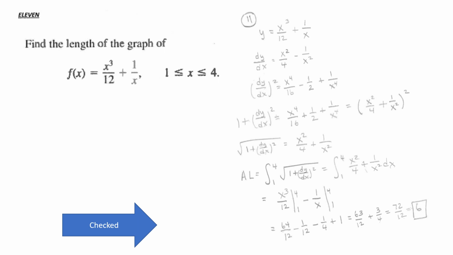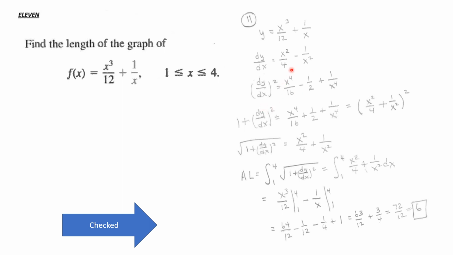Here is number 11. We want to find the length of the graph of f of x equals x cubed over 12 plus 1 over x as x goes from 1 to 4. Well, here is y. So if you take the derivative with respect to x, dy/dx, you get x squared over 4 minus 1 over x squared. And then you square that.